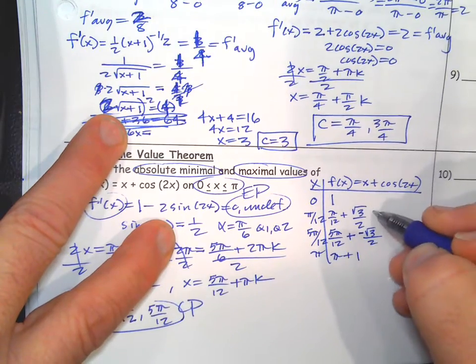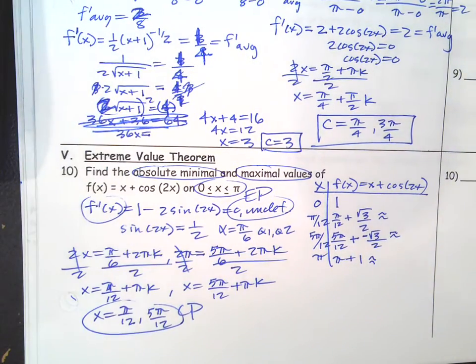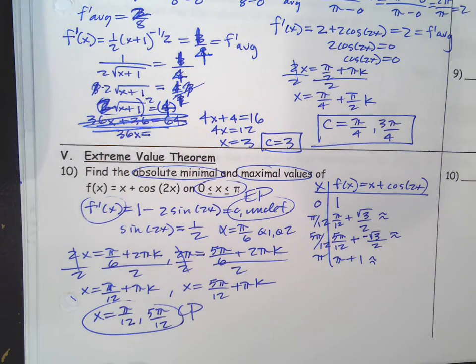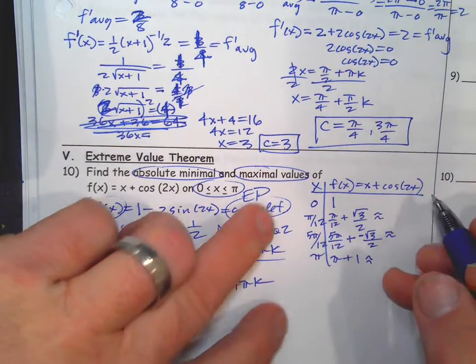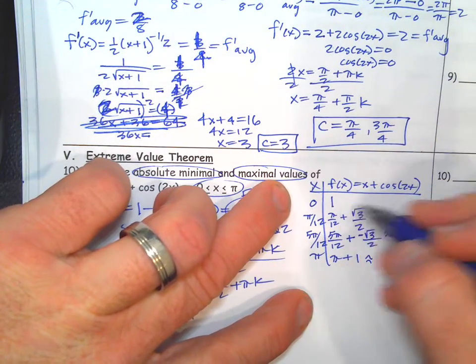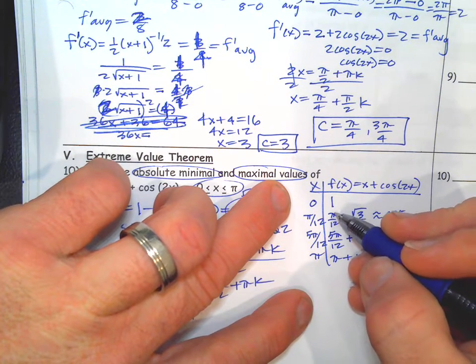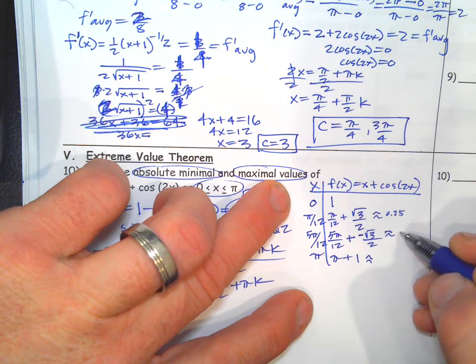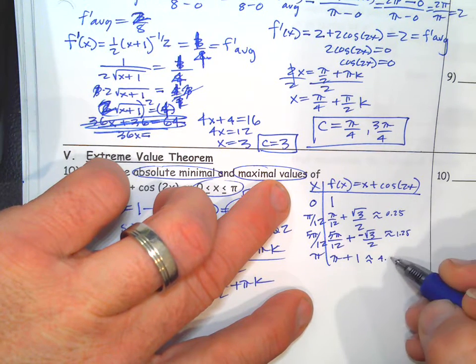Now we should estimate these without a calculator, and hopefully none of them are too close to each other to where it's confusing at all. This is about 0.25, right? That's about 0.25. 3 over 4. So this would be probably about 1.25. And this one's about 3.14, 4.14.